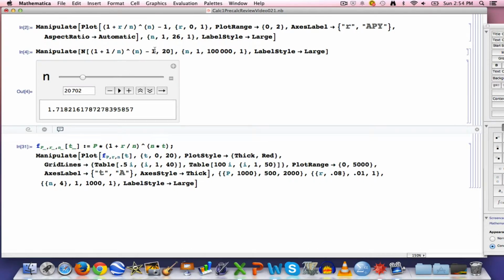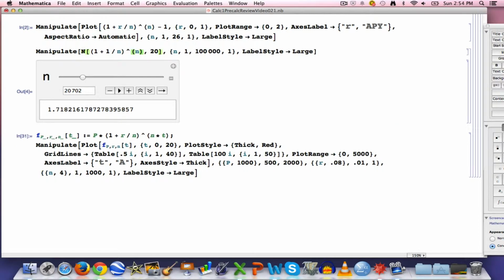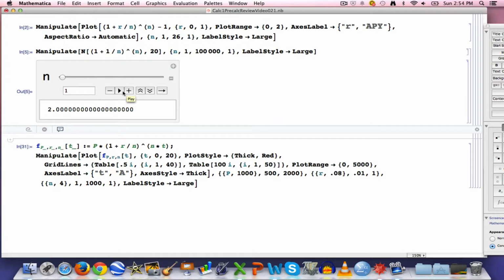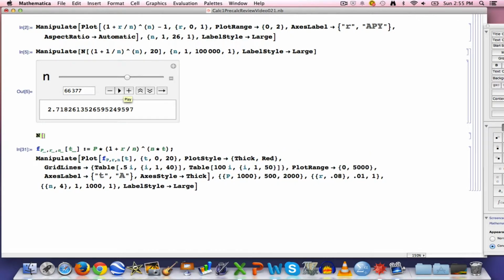In fact, let's get rid of the minus 1 here, which is why I didn't have the minus 1 there to begin with. What happens now if I get rid of that minus 1 and let n increase? This looks like it's getting closer and closer to the number e. Amazing. This is a limiting process that's getting closer and closer to the number e. Yes, that is the number e, closer and closer.